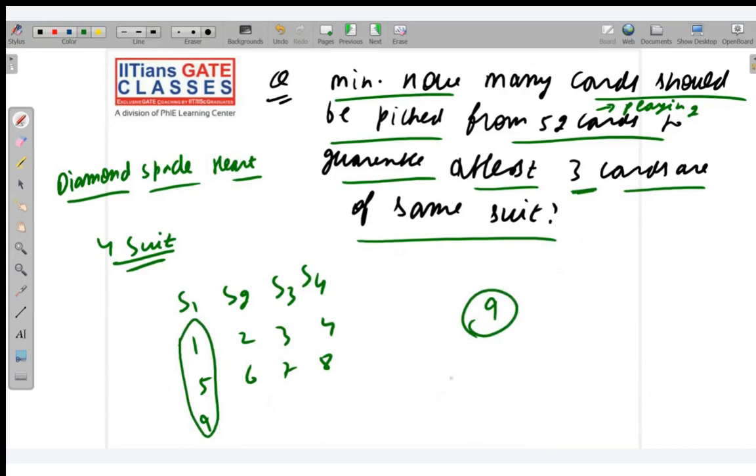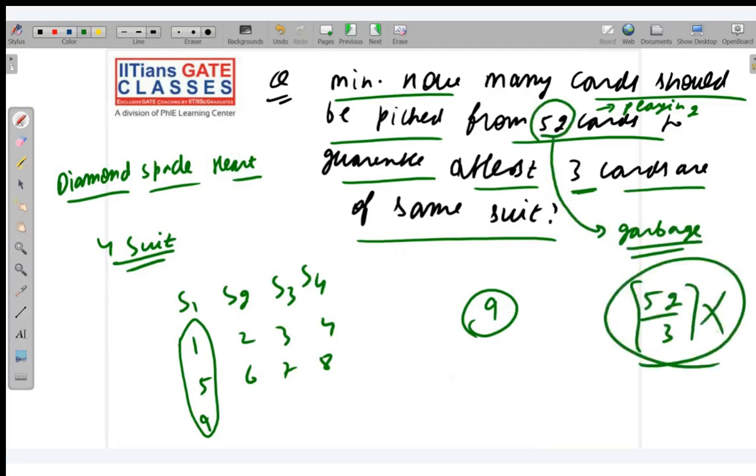Okay. So by common sense we can do it. The 52 cards is garbage data. Now please do not say, sir, 52 divided by 3, ceiling function or floor function. No, this is not the answer. So 9 cards should be picked, and the best way is not to apply a formula everywhere. Not everywhere is the formula essential. So you try to do it by common sense.